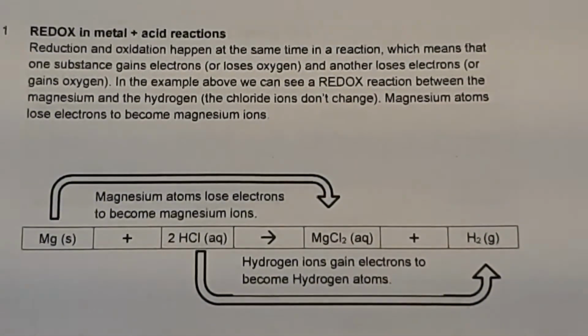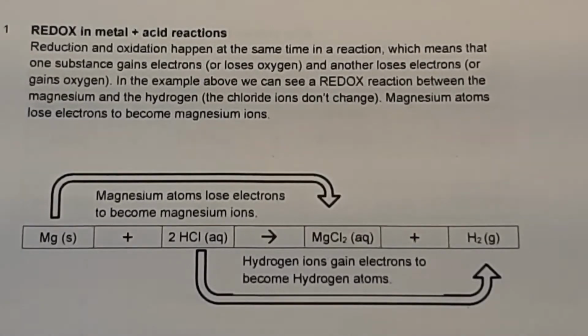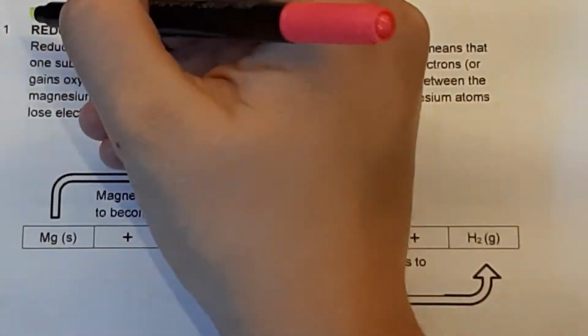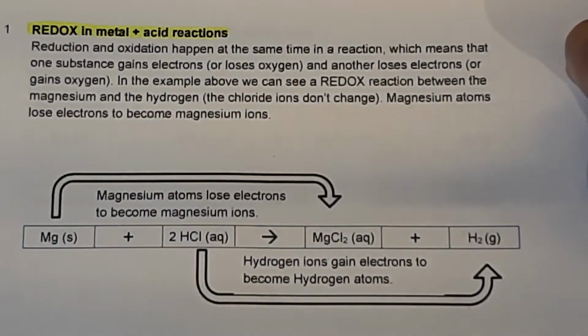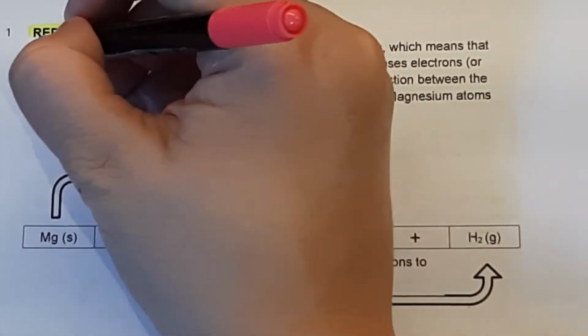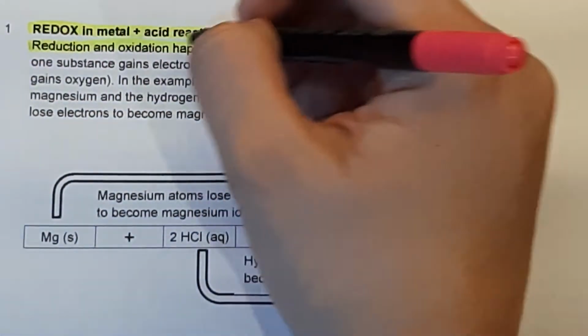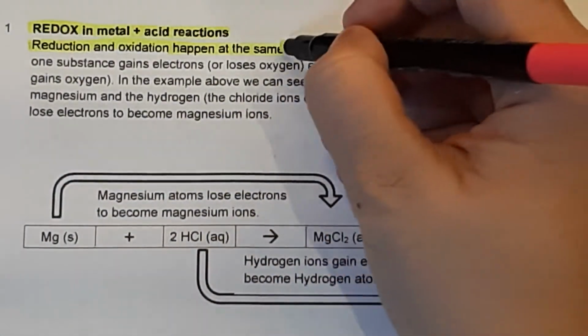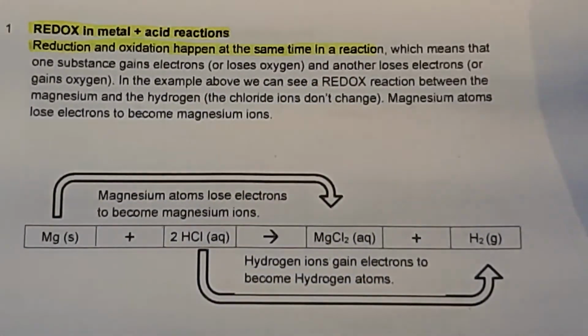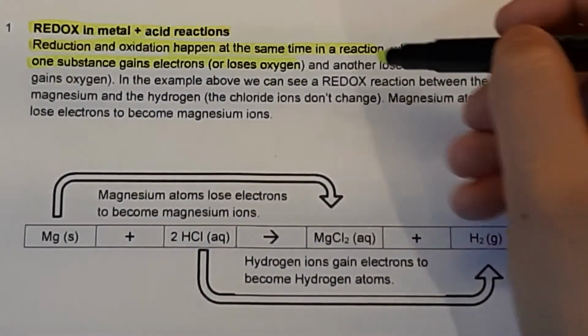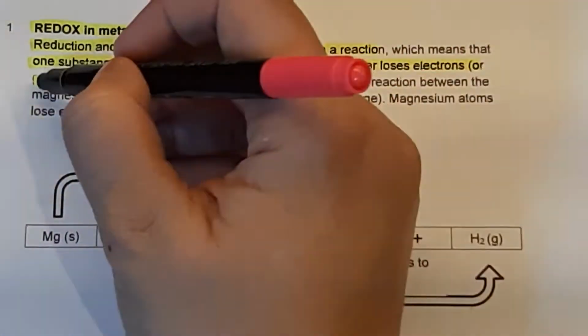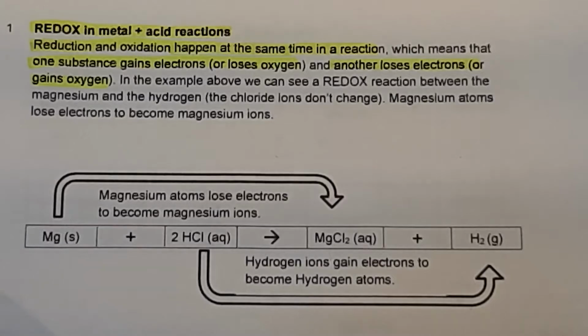So we're now going to look at the redox aspect of metal and acid reactions. When a metal and an acid react, it is a redox reaction. And a redox reaction, to remind you, is when reduction and oxidation happen at the same time in a reaction. That means that one substance gains electrons or loses oxygen, and another substance loses electrons or gains oxygen. So in the example from the previous page, we can see a redox reaction between the magnesium and the hydrogen.